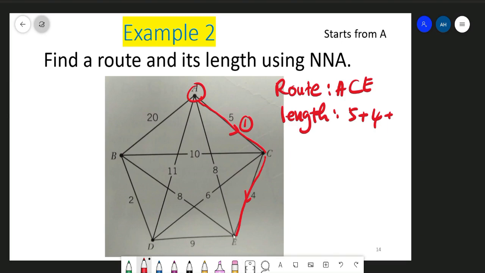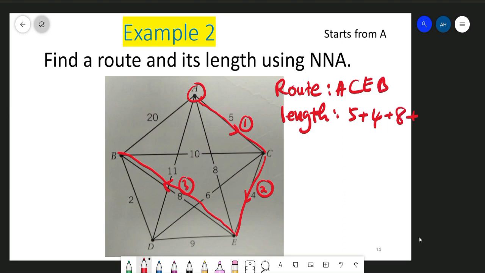So from E we can choose either 8 or 9. Which one is smaller, 8 or 9? We have to choose 8 because we are going to choose the smallest value. So we go this way. This is path number 3, and the value is 8. So from E we go to B.